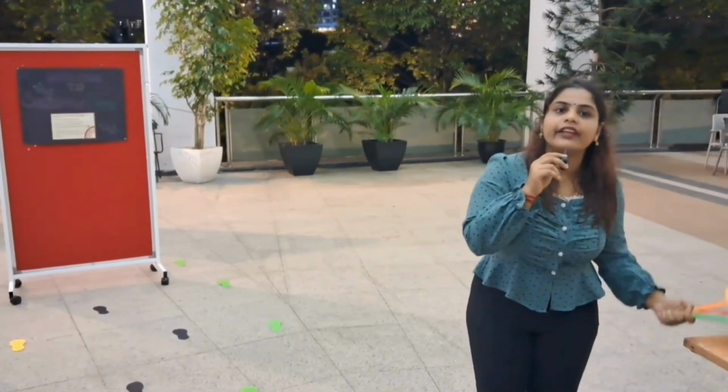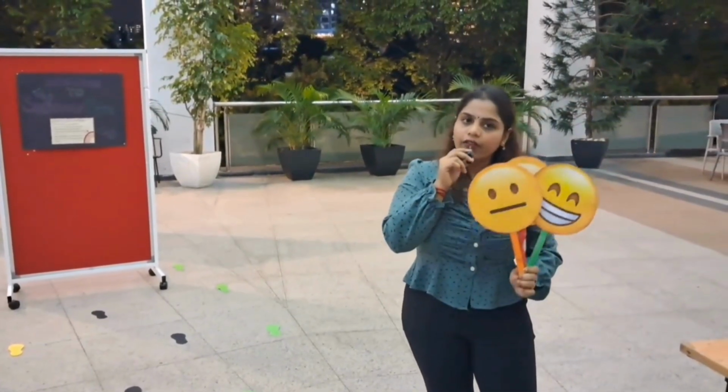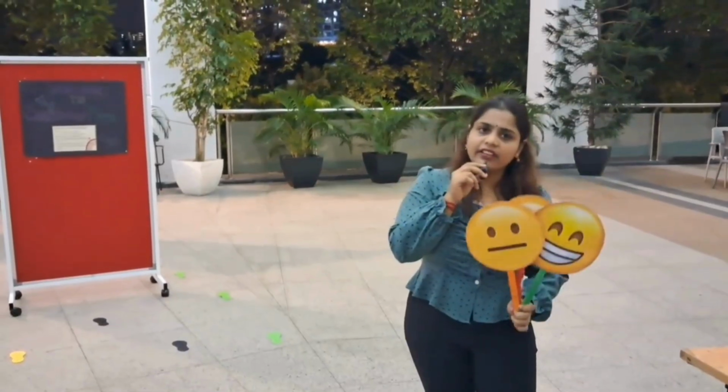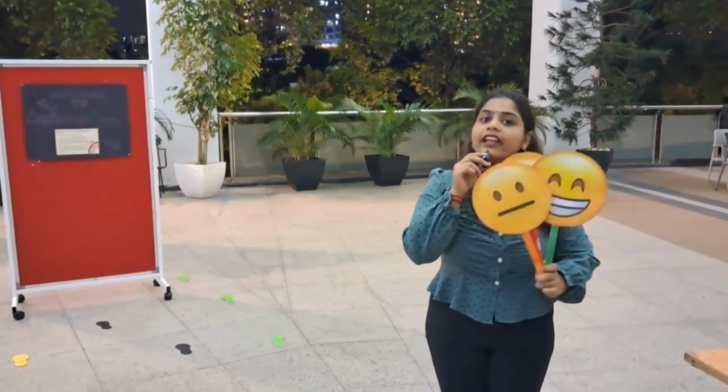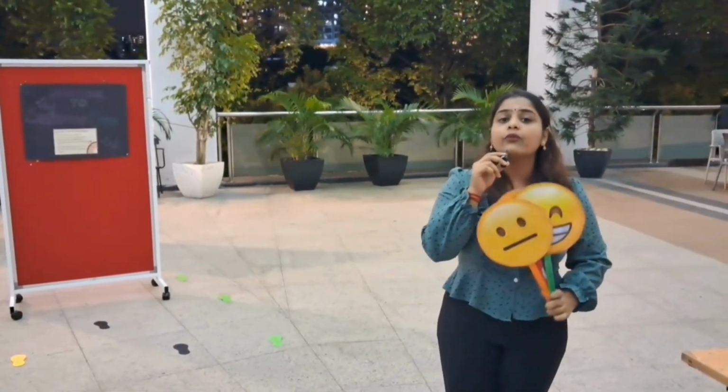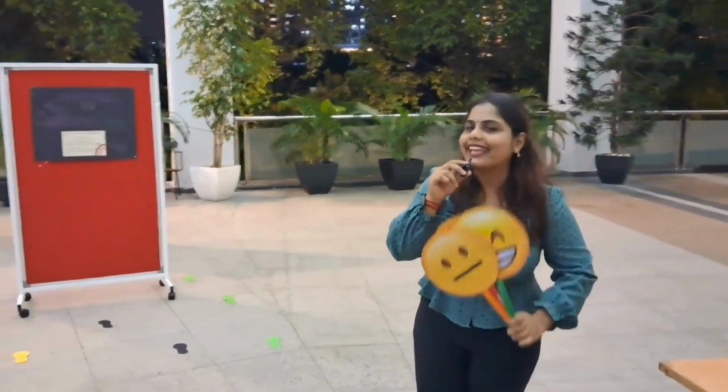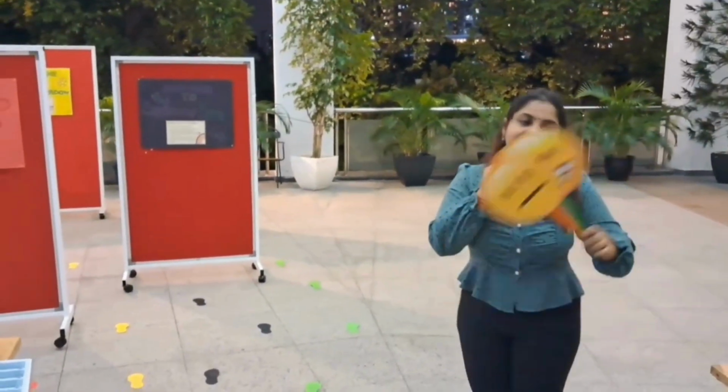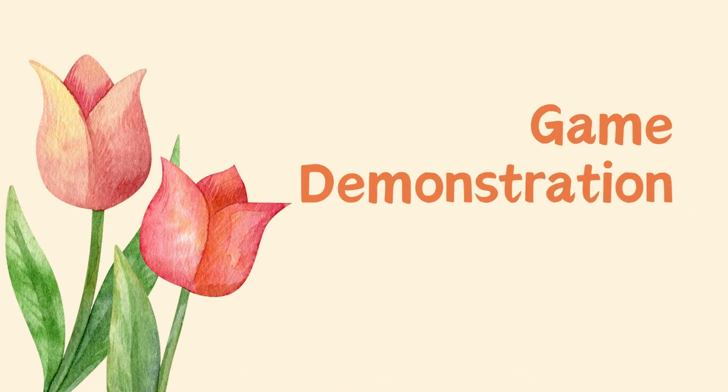In the reflection area, we have prepared emojis such as happy, nervous, or sad. They will reflect on how they feel today and what benefits they get from the game. This is how the game works.